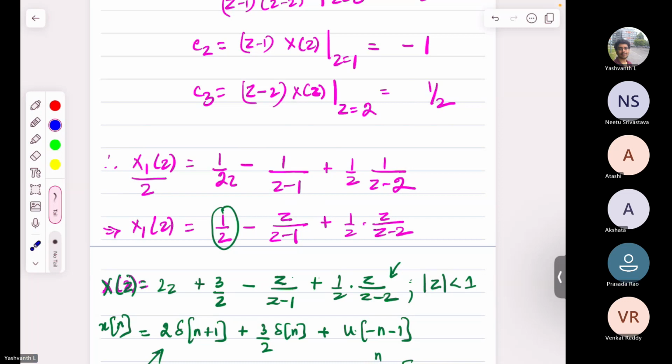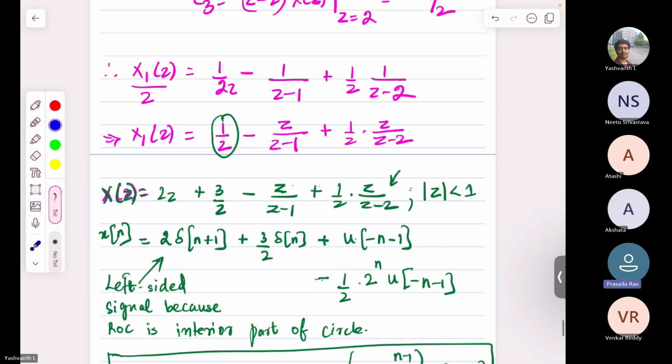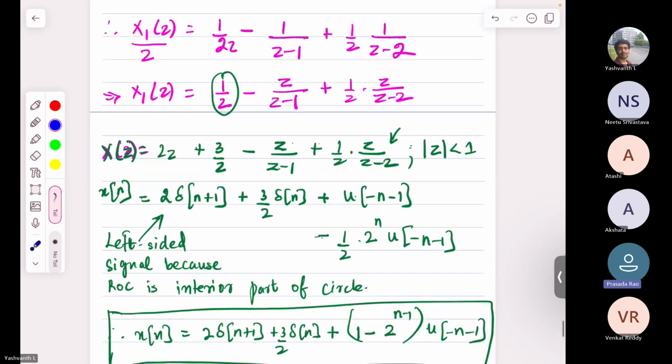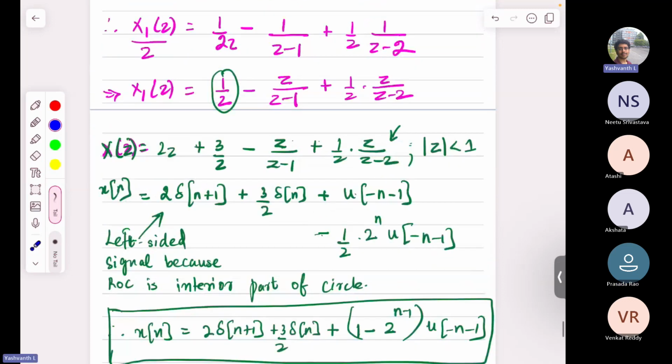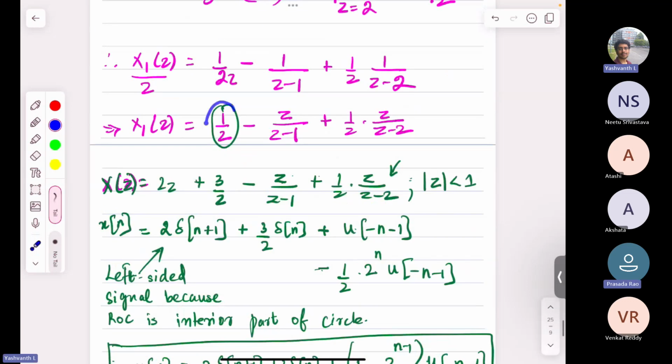Sir, another doubt. The half is written as 2z plus 3 by 2. Why is it taken like that, sir? That's because you see there is a 1 here already, and that one I'm adding with another half, so that becomes 3 by 2. Okay, right, sir. Thank you.